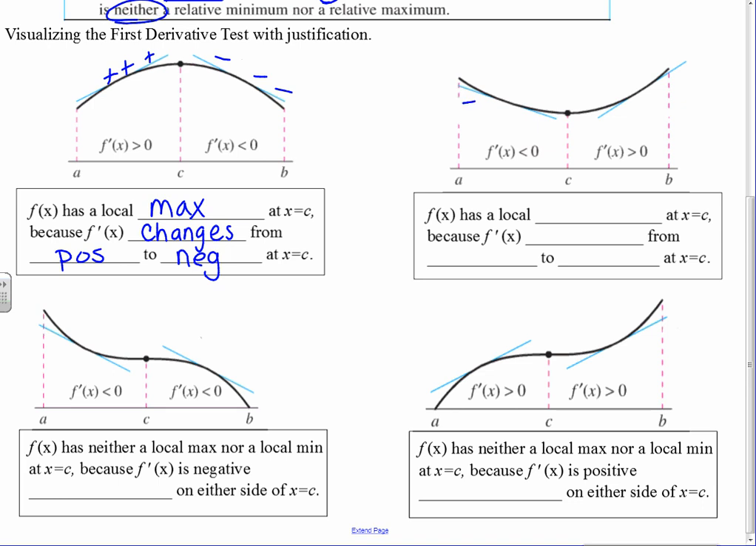In here, I'm looking at my tangent line, negative slopes all along here. Tangent lines over on the right here would be all positive slopes. And we can obviously see that this is a min value here. So f of x has a local min at x equals c because f prime of x changes from negative slopes to positive slopes at x equals c.